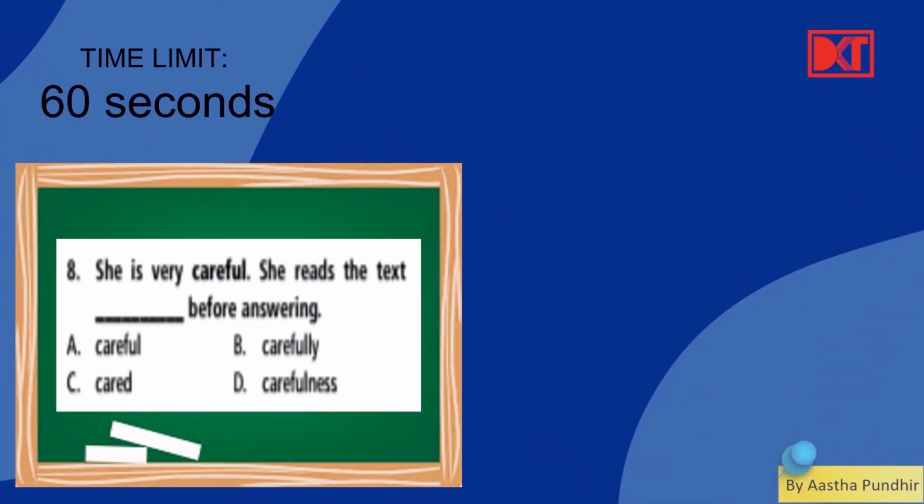Okay, next up we have, she is very careful. She reads the text dash before answering. Careful, carefully, cared or carefulness. Here the correct answer, let's see, she is very careful. Careful is an adjective. She reads the text carefully before answering, adverb. Careful is an adjective. Cared is a verb. Then carefulness, that is a noun.